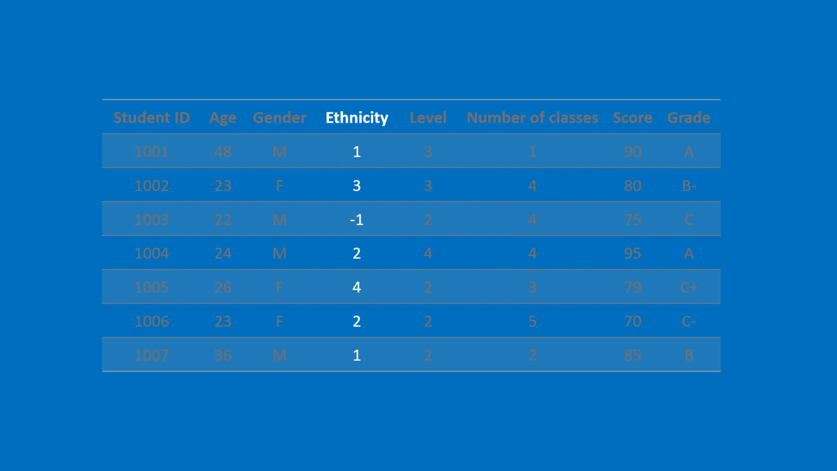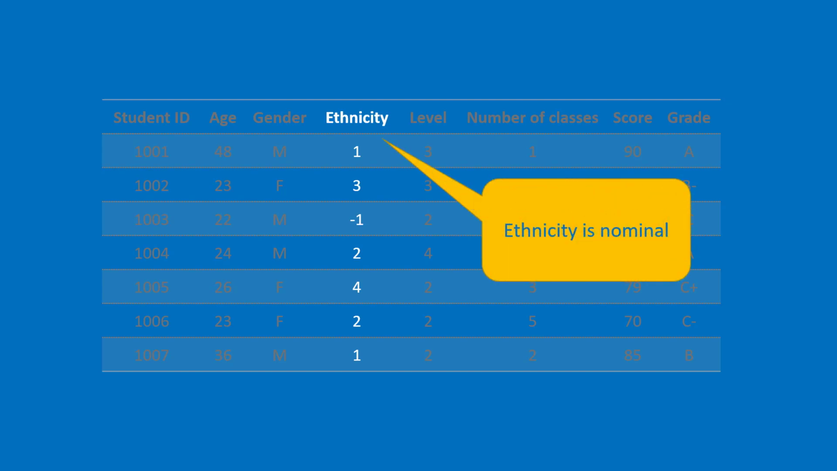How about ethnicity? Even though there are numbers in the table, ethnicity is clearly a nominal variable. Most nominal variables are in fact recorded with numbers, as in this example. Each number refers to a different ethnicity, and they're entered into a data file as numbers simply because it's quicker to enter data that way.